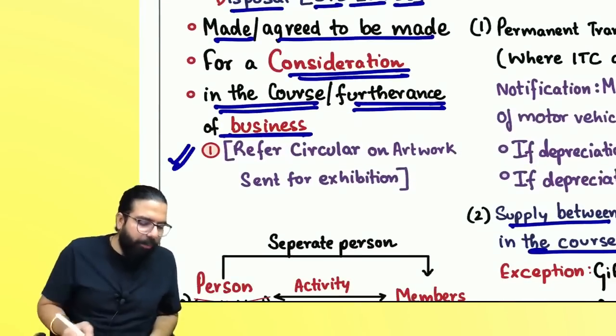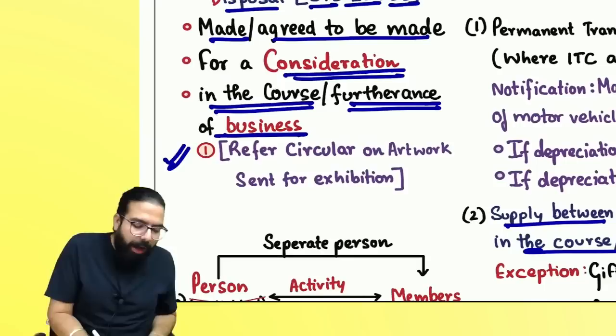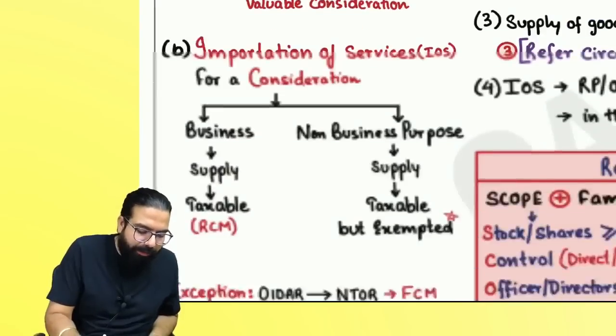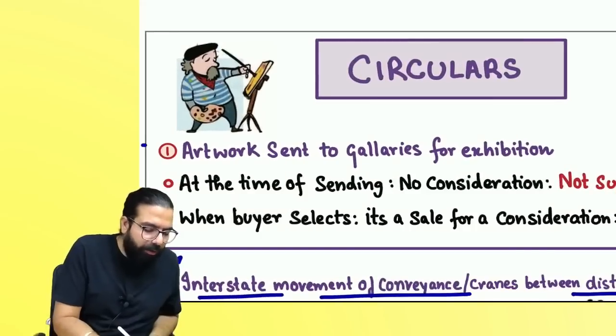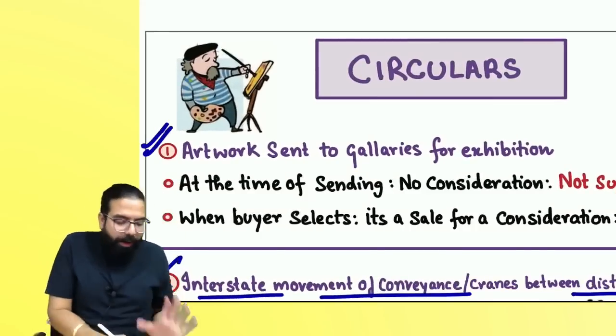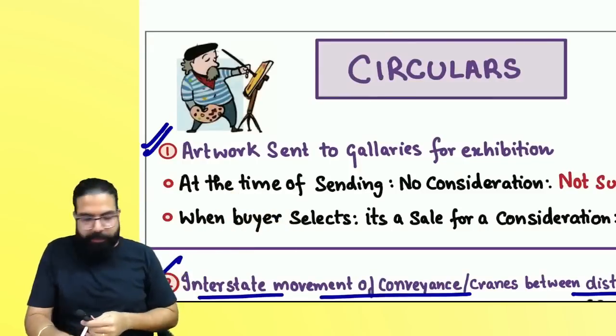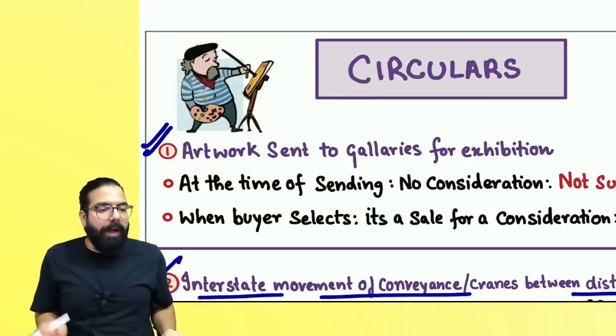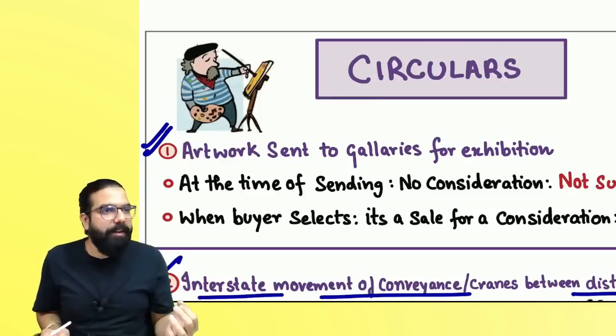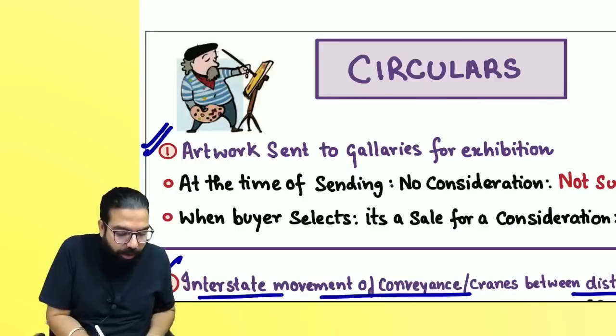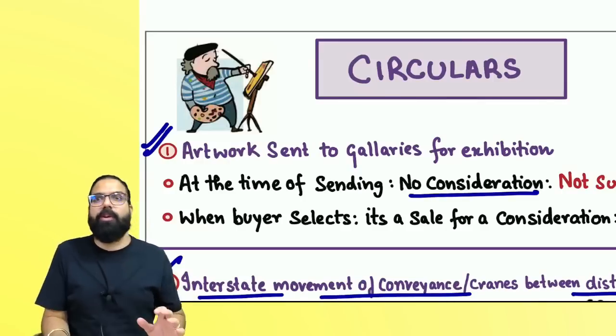Now, here we have one circular on artwork sent for exhibition. That circular I've given down. What is this circular telling? When you are sending the artwork to galleries for exhibition, at the time of sending, there is no consideration which has been fixed and hence it is not a supply.